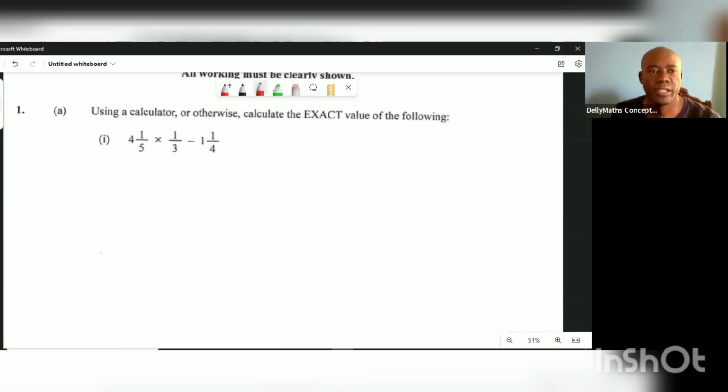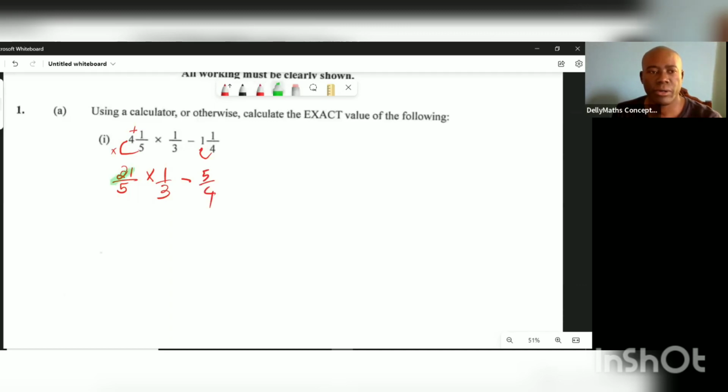So what we have here is 4 1/5 times 1/3 minus 1 1/4. What I want to do quickly is convert everything to improper fractions. We multiply the denominator times the whole number, then add the numerator and keep the denominator. So 5 times 4 is 20 plus 1, that's 21 over 5. And then we have that times 1/3, minus 4 times 1 is 4 plus 1, 5. So we're getting 5 over 4.